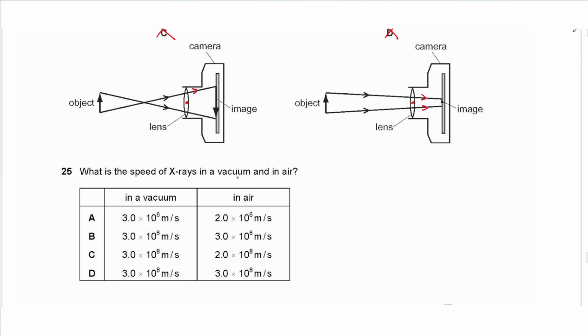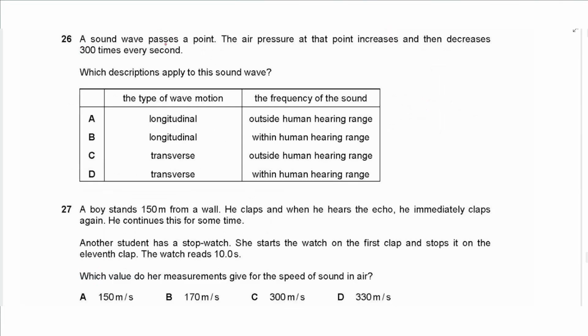They are both the same and are equal to 3 times 10 to the power of 8. So C or D here, and here we have 3 times 10 to the power of 8 again, so we choose D. Question 26 says a sound wave passes a point.